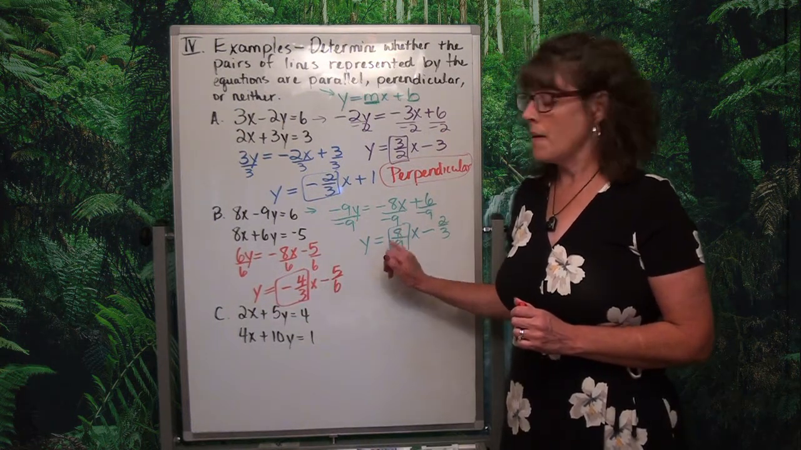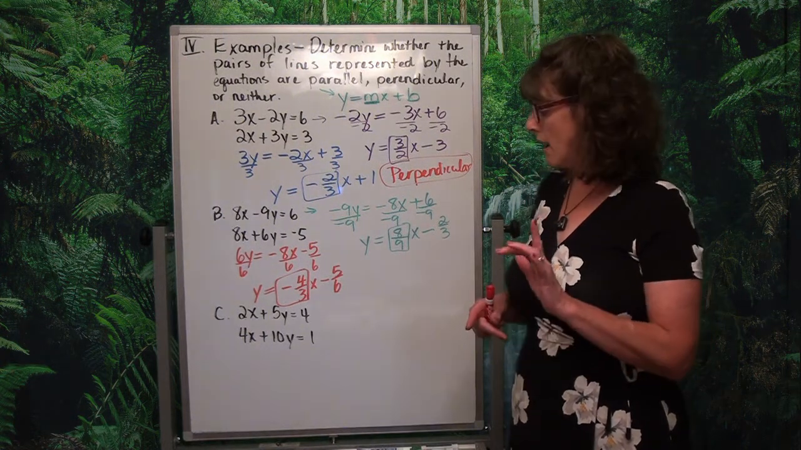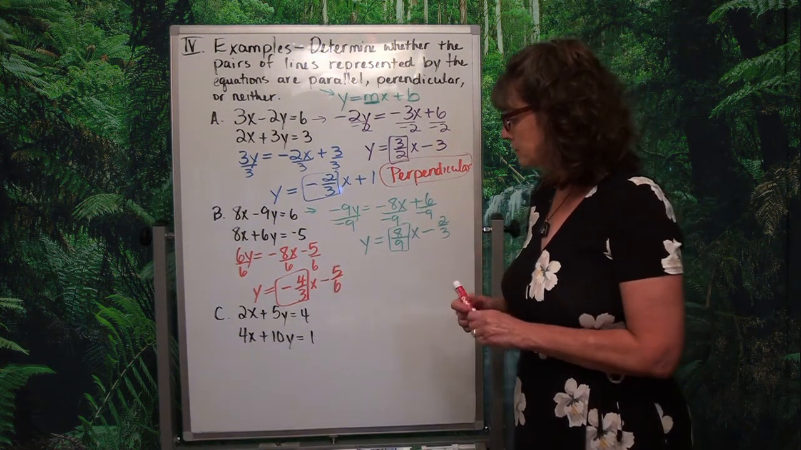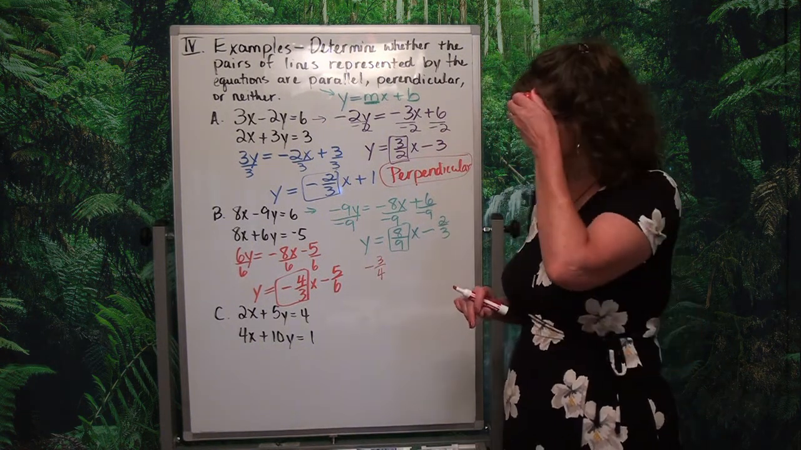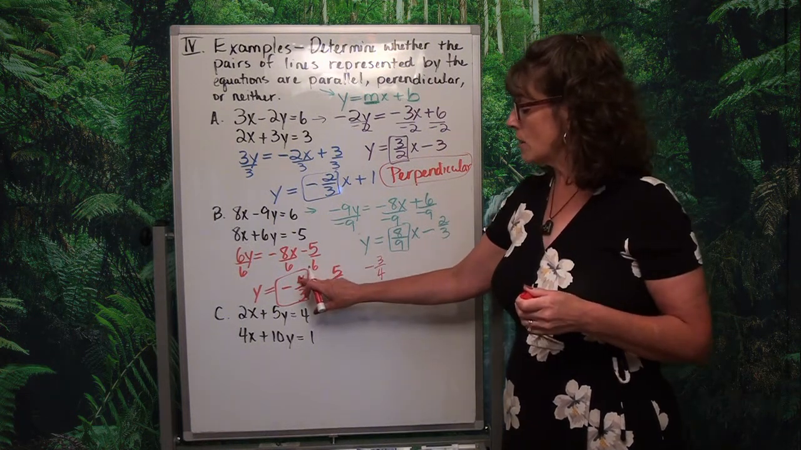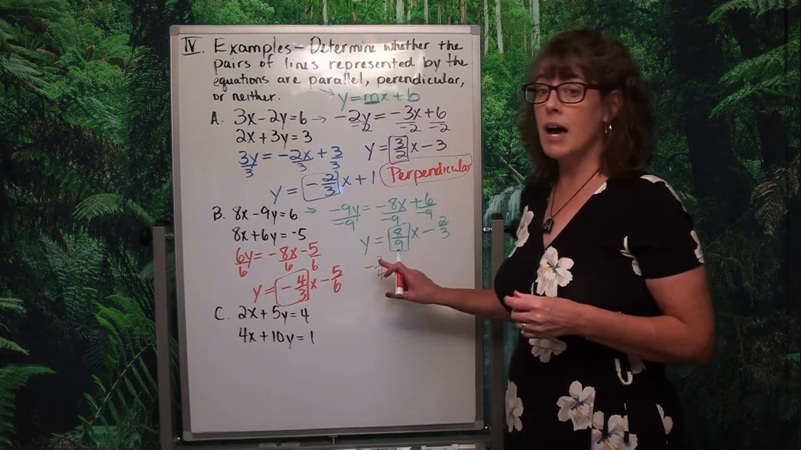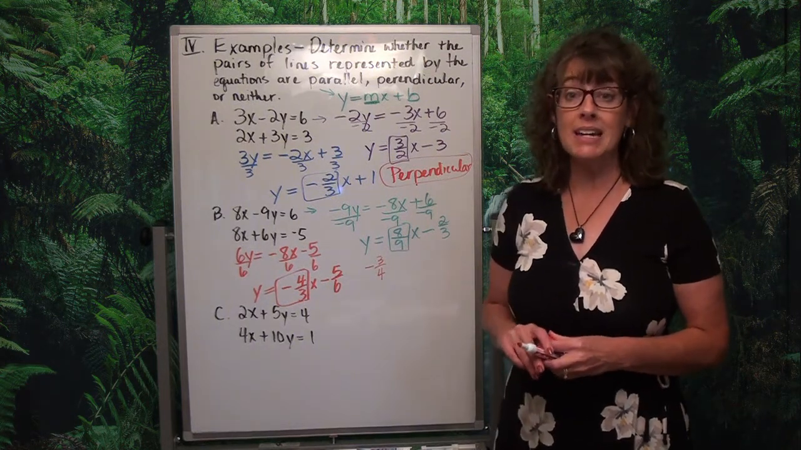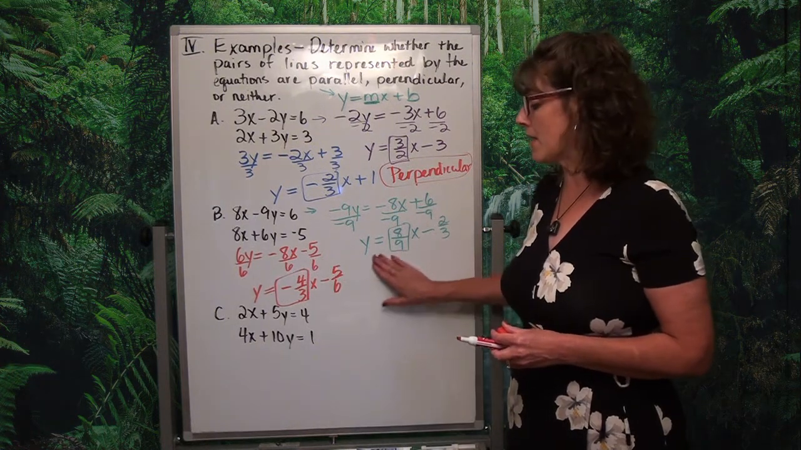That's good. Can I take this one and flip it and become 8/9? No. Now here's the thing. If I flip it, it becomes a negative 3/4. And you may be thinking, well, now hold on a second. You may be thinking 2 times 4 is 8, but 3 times 3 is 9. But remember, for them to be perpendicular, I have to be able to flip it and change the sign. I can't make that happen.